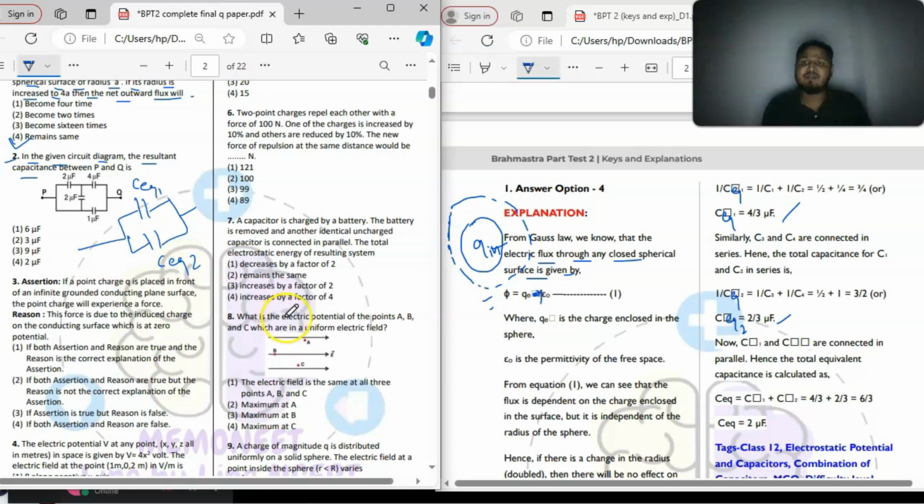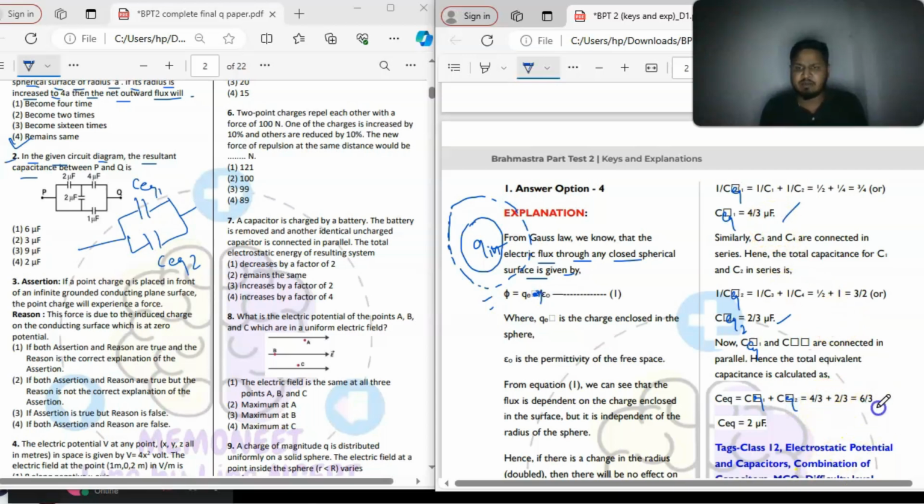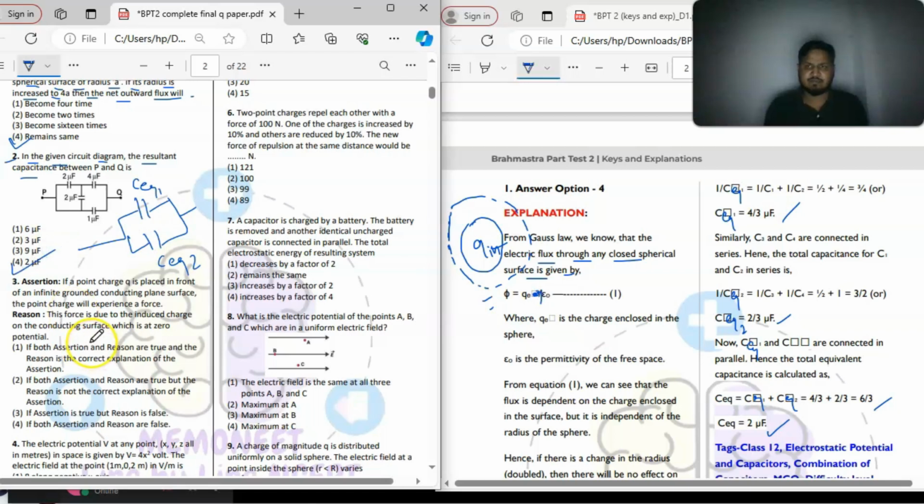Now we have to again find the equivalent capacitance of this one. So we have to add C equivalent 1 and C equivalent 2. After putting the values, 4 by 3 plus 2 by 3, and solving this, you will get 2 microfarad, right? So our fourth option is the correct option. Okay, now move to the next question.